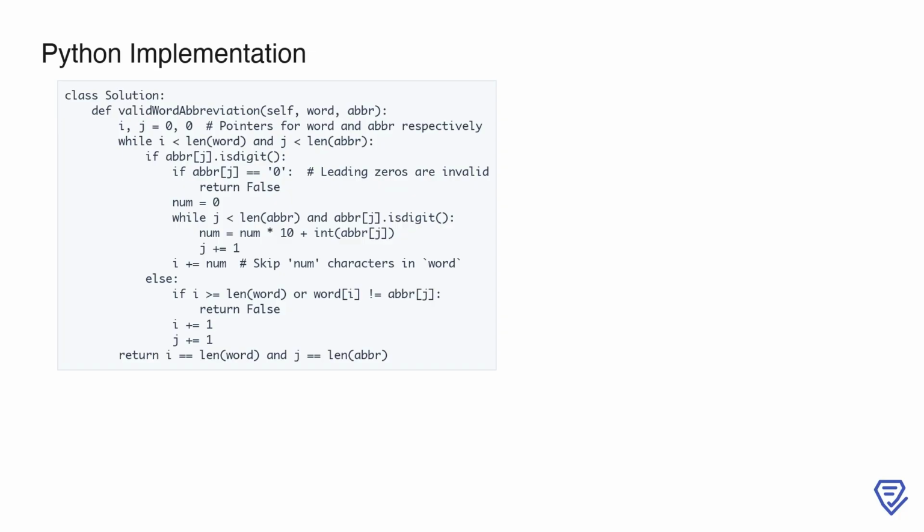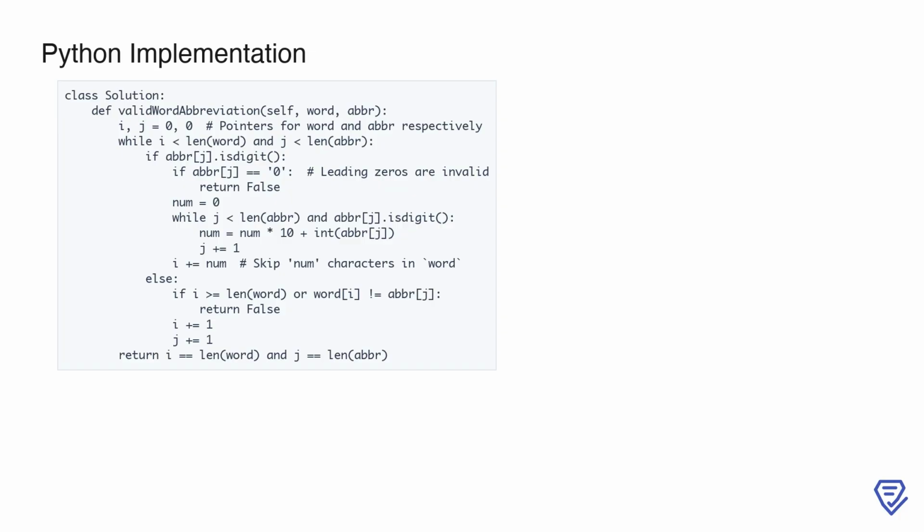The algorithm processes each character of abbr to determine whether it matches the corresponding part of word. If the current character in abbr is a digit, we check for invalid leading zeros. If there are none, we calculate the numeric value represented by consecutive digits in abbr. This value indicates the number of characters to skip in word. We increment pointer j through the digits and move pointer i forward by the calculated numeric value.